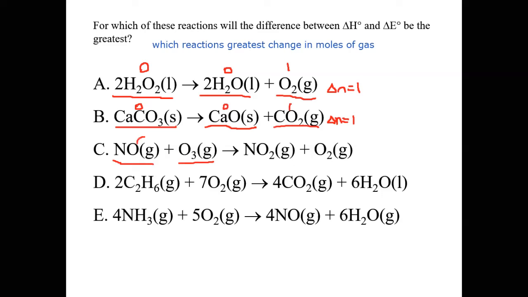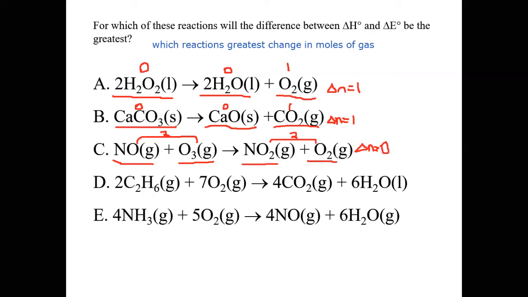Now on C, we have 1 mole of NO gas and 1 mole of ozone gas. So collectively, we have 2 moles of gas on the reactant side. And on the product side, we have 1 mole of NO2, 1 mole of O2. So collectively, we have 2 moles of gas on the product side. So now the change in moles would be 0. So what does this mean? This means that for C, delta H equals delta E.